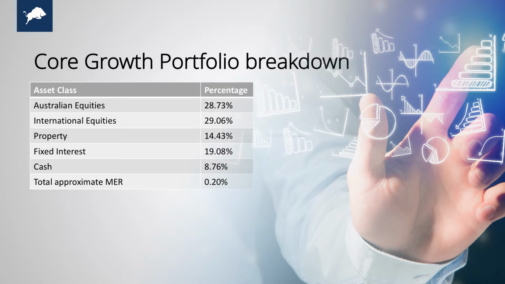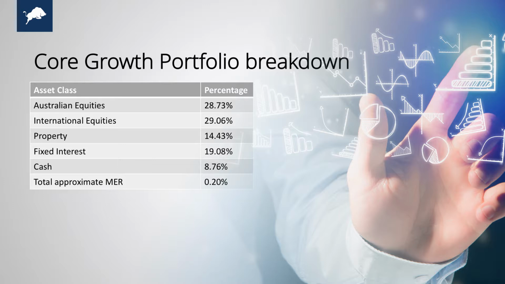So just going forward here, you can see the core growth portfolio breakdown. Right now, you've got Australian and international equities on a bit of an even footing there. Property comes in at 14%. We've then got fixed interest at 19%. We've got cash at 8%. And in total, the management expense ratio from all of those individual holdings averages out to be 0.2% per annum.